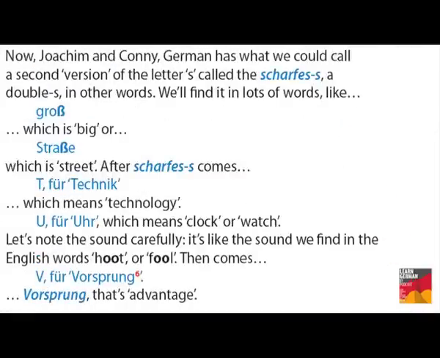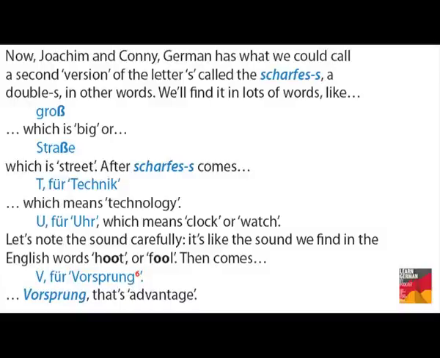Now, Joachim and Connie, German has what we would call a second version of the letter S, called the scharfes S, a double S, in other words. We'll find it in lots of words like Groß, which is big, or Straße, which is street. After scharfes S comes T für Technik, which means technology. U für Uhr, which means clock or watch. Let's note the sound carefully. It's like the sound we find in the English words hoot or fool.